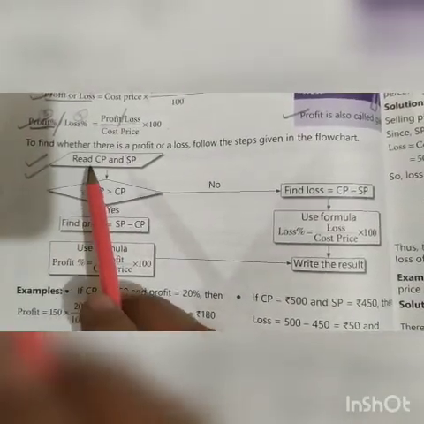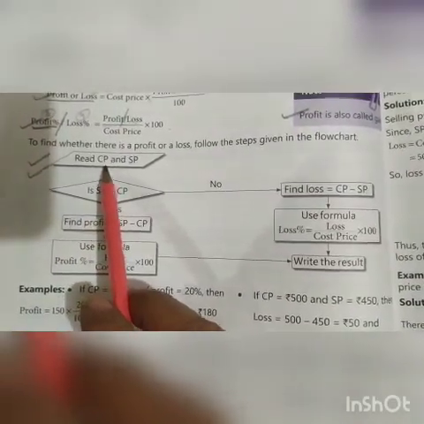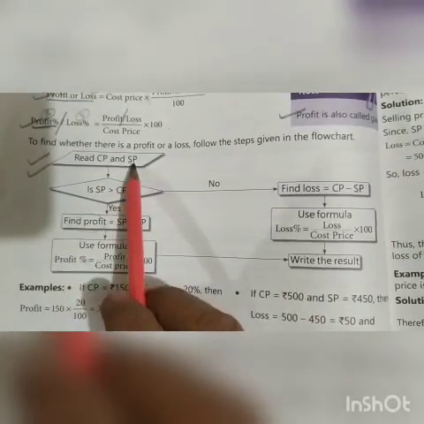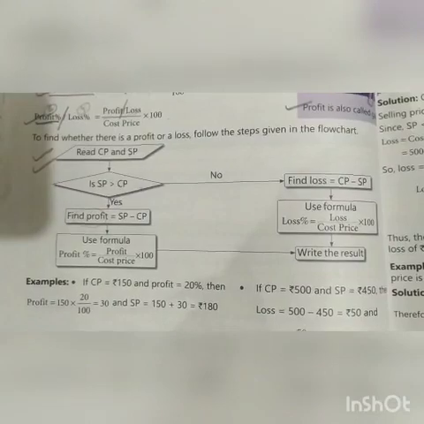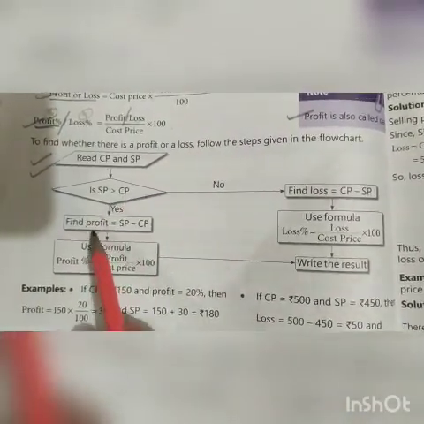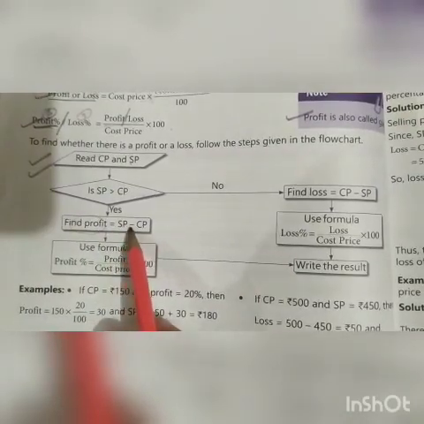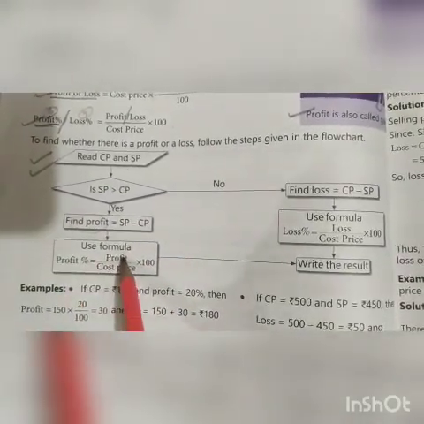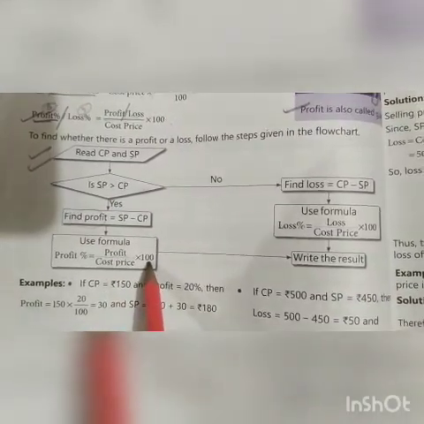What is the first step? First you read the question and then see what the cost price and selling price are in the question. If selling price is greater than cost price, then you will find profit. Profit is equal to selling price minus cost price, then profit percent. Profit percent is equal to profit upon cost price into 100.